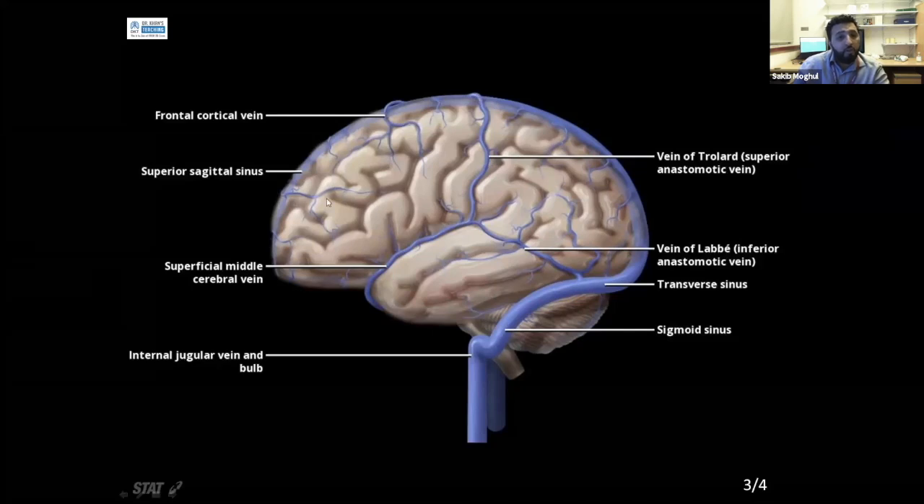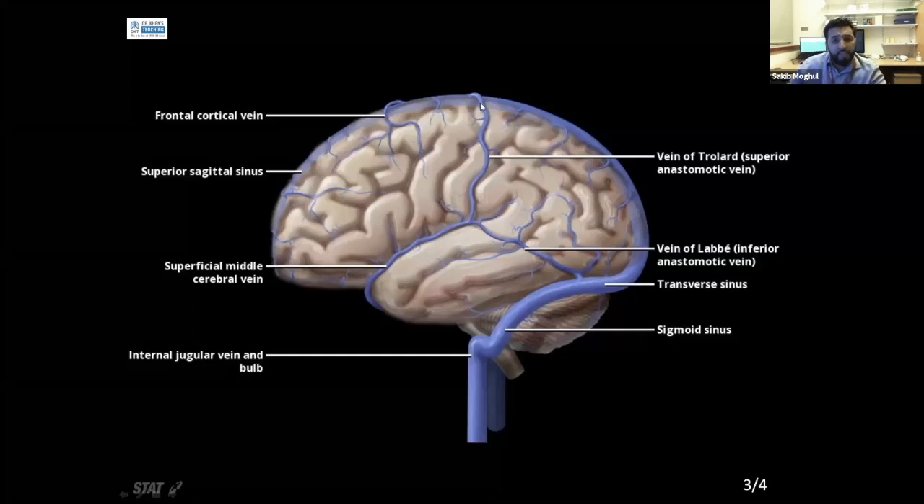There are multiple large cortical veins sometimes. The vein of Trolard tends to be the largest one, and you don't necessarily need to see it on both sides. You normally tend to get a dominant vein on one side. Same thing with the vein of Labbé as well, and you tend to see some form of a connection between the two, and they're the ones that are classically seen on anatomy exams.